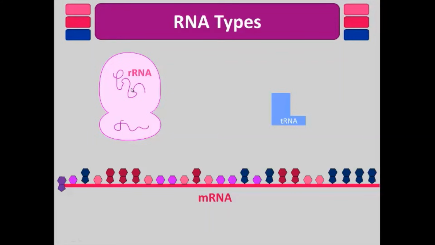In our model, we used a simple shape to represent tRNA. The actual structure looks more like this. Note that each type of RNA is still single-stranded and still made from the same 4 ribonucleotides. They only differ in their sequence and in the role that they play in the translation process.